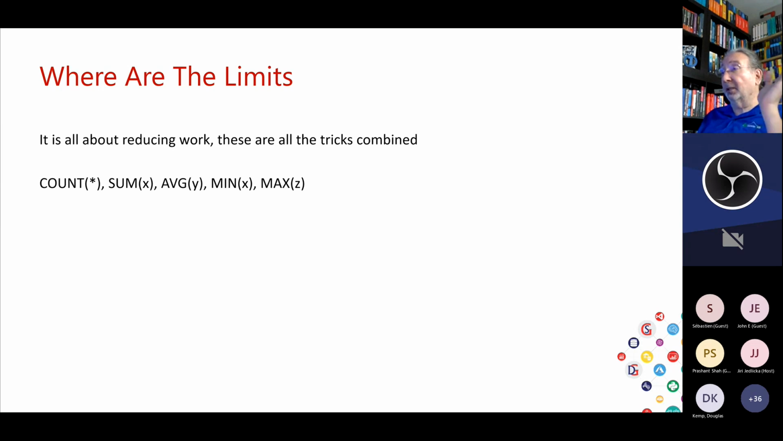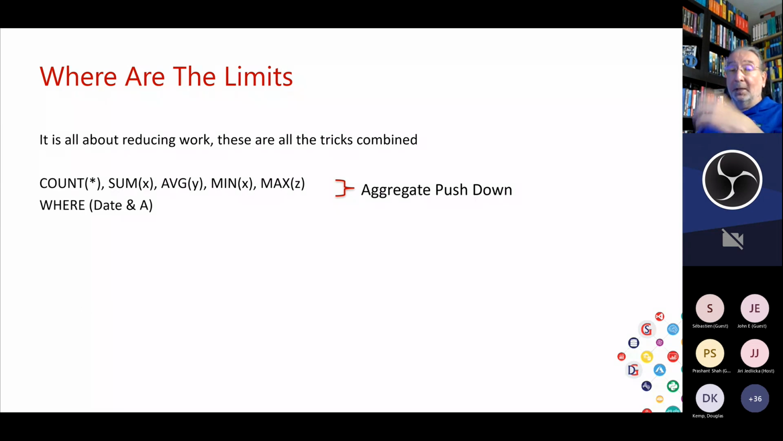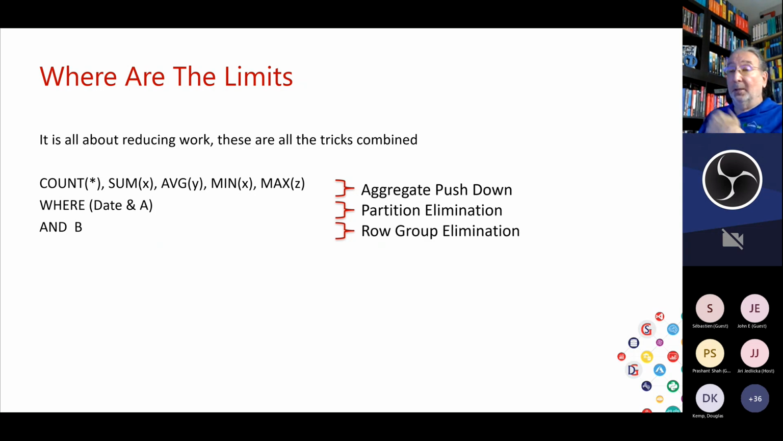We pre-sorted it so we could get really good things. So we did count, sum, average, min, max, all these things where we used aggregate pushdown. We had a WHERE on date and one column A filter. This was the product ID that we put in a surrogate key where we used partition elimination. We had another criteria on column B where we used row group elimination.